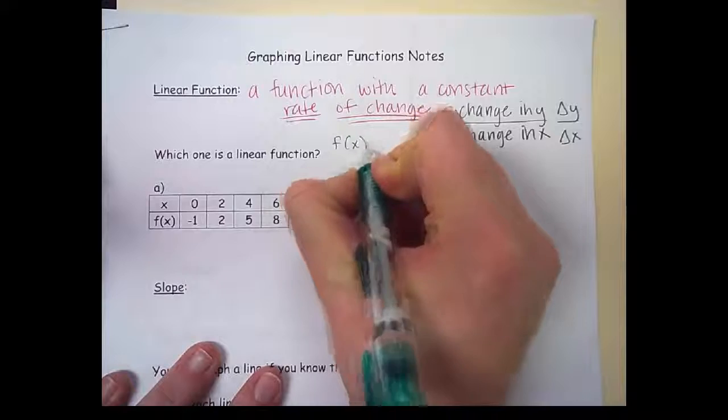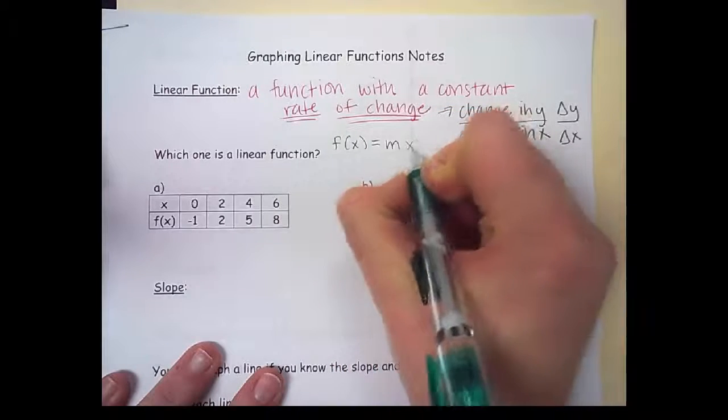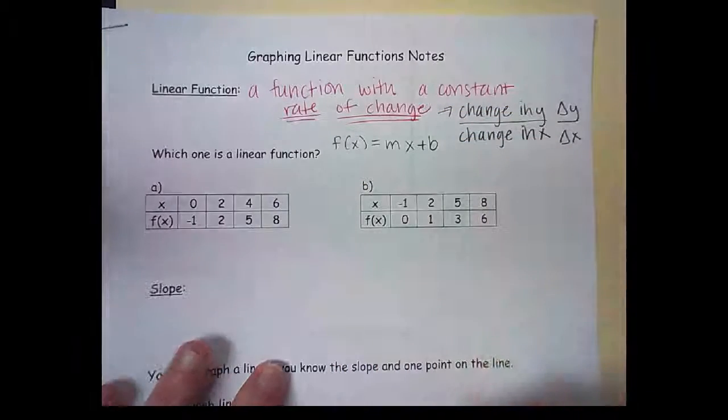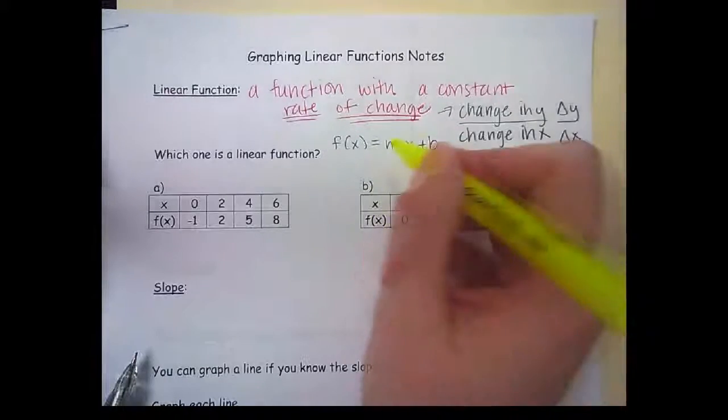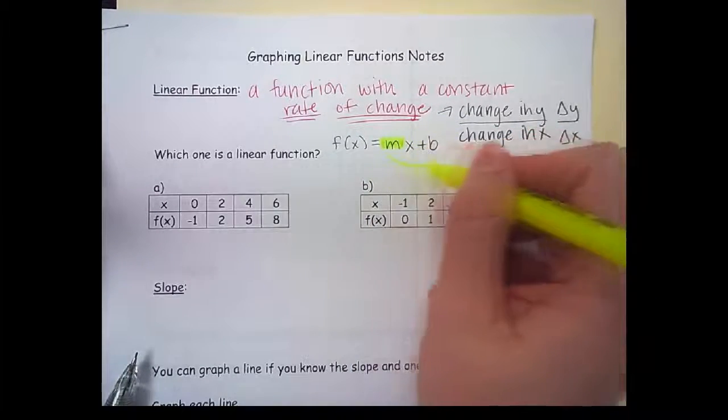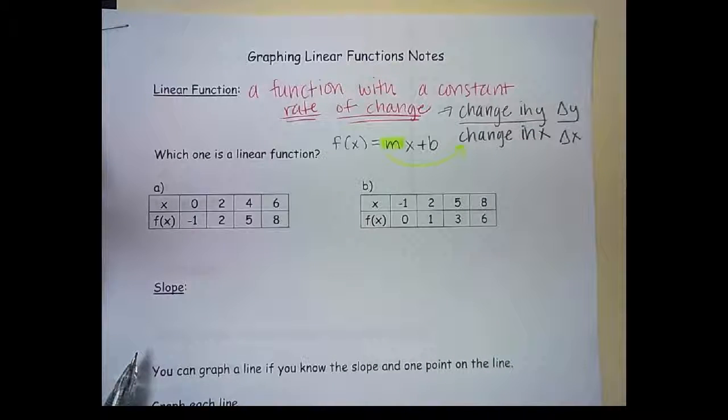And of course, we have our linear equation, f of x equals mx plus b, or y equals mx plus b. Either one is sufficient. And of course, m is your change in y over change in x. So in order for something to be a linear function, that change in y has to be constant, and the change in x has to be constant.